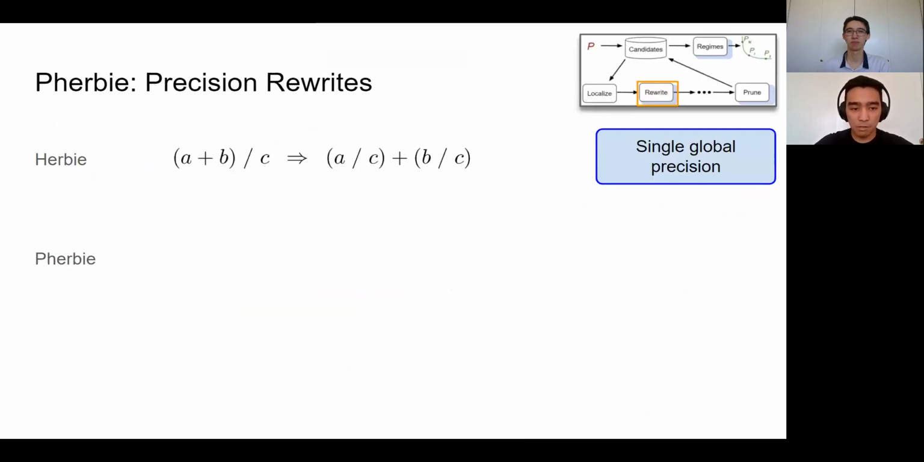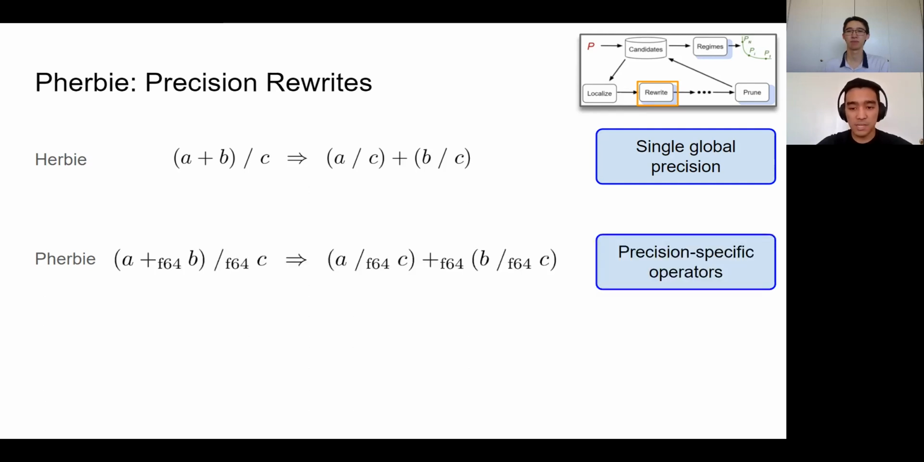Here's an example rewrite rule from Herbie. This is a distributive rule. And the key is Herbie only uses a single global precision. That is, if the user specifies double, all these operators produce double precision results. But in Pherbie, we use precision tuning, so we'll create multi-precision expressions. So clearly this won't work. So the fix is to specialize each operator to a particular precision. And this allows us to match on an expression by both the operator and the type.